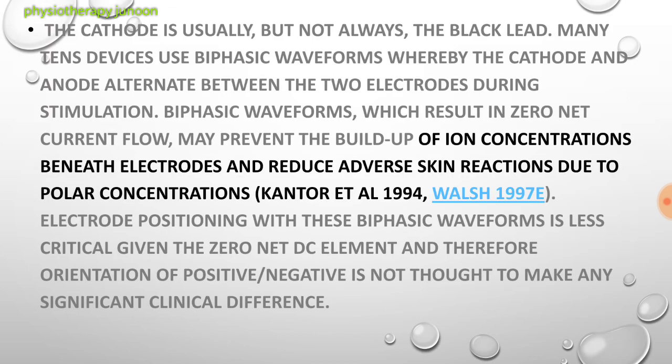The cathode is usually but not always the black lead. Many TENS devices use a biphasic waveform, whereby the cathode and anode alternate between the two electrodes during stimulation. Biphasic waveforms, which result in zero net current flow, may prevent the buildup of ion concentrations beneath electrodes and reduce adverse skin reactions due to polar concentrations. This was studied by Cantor et al. in 1994 and Walsh in 1997.